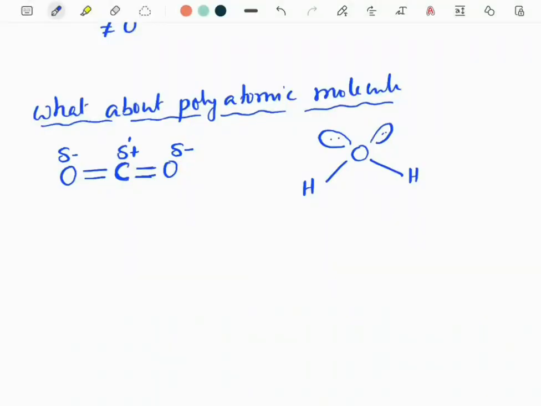Now what about in case of a polyatomic molecule? Now we know that this dipole moment mu is a vector quantity, and it is the vector sum of all the bond moments present in the molecule.